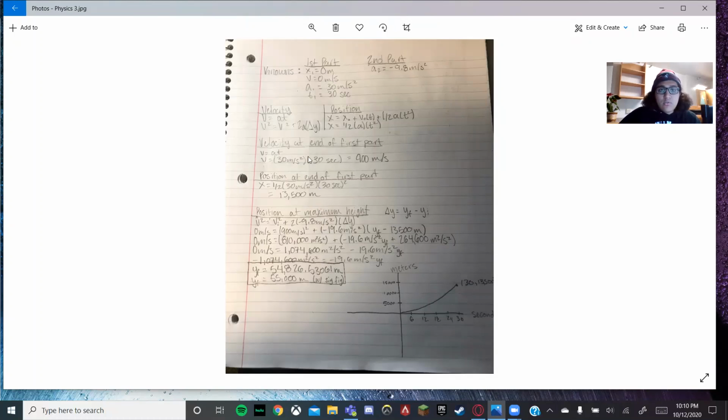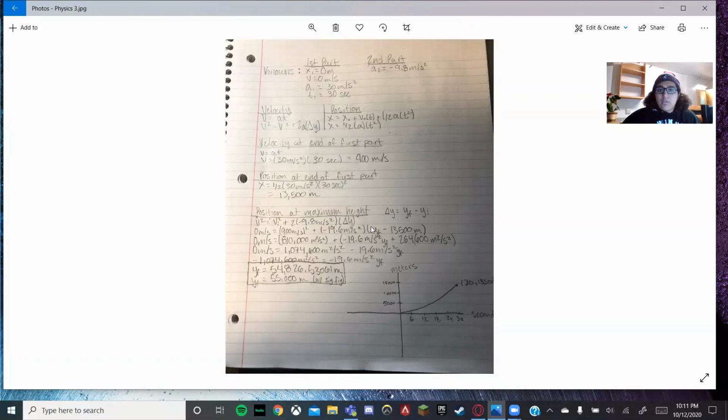With that, we can now use our second velocity equation, which gives us velocity without having to use time. We just use change in y values. So we're able to plug in 0 for the final velocity, because at the maximum height the rocket will be stationary. Then our initial velocity is 900 meters per second, and then we have 2 times the acceleration times the change in y. Our acceleration will be negative 9.8 meters per second squared because of gravity.